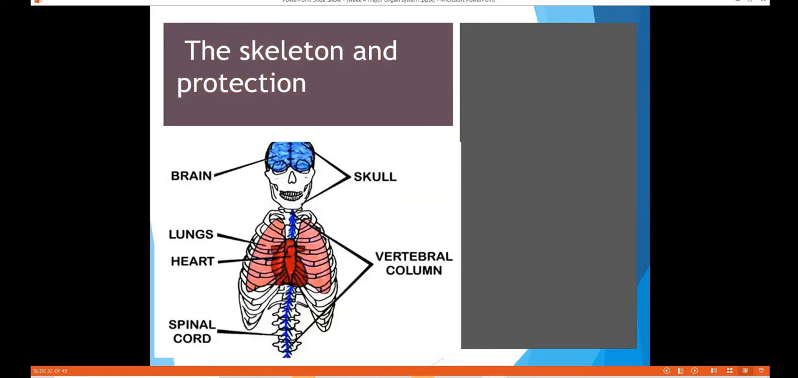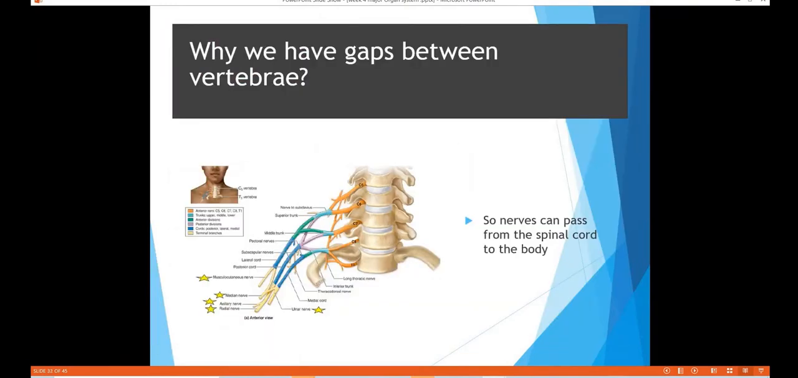Okay, and you can see again the skull protects your brain, the vertebrae protect your lungs and the heart, the internal organs, and the spinal cord is covered by the vertebrae. So basically the vertebral column, from the neck to your waist, not only protects the spinal cord, it also protects your lungs, the heart and the internal organs. Clear about the protection function? Yes, Miss, alhamdulillah. Okay. Yes, Miss, thank you.